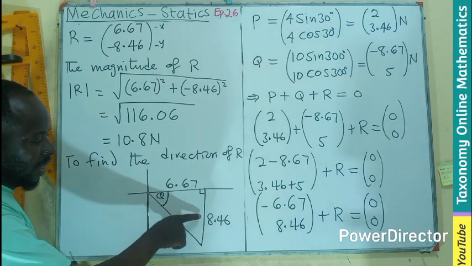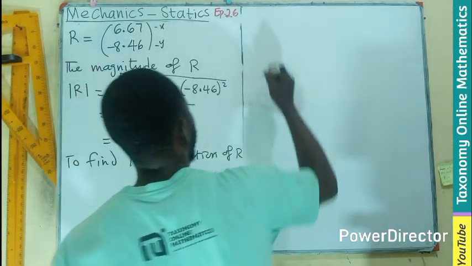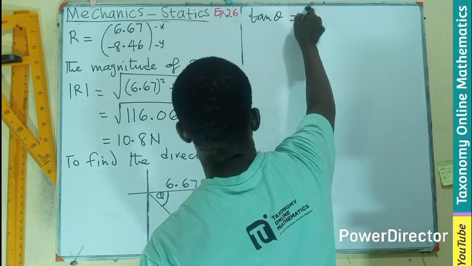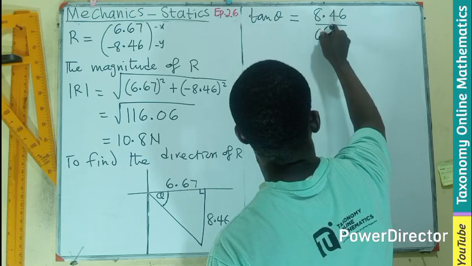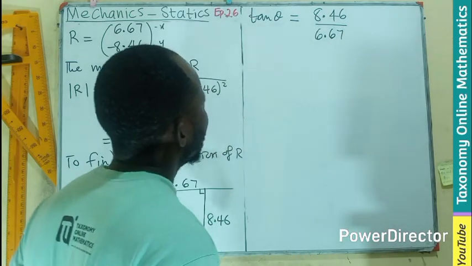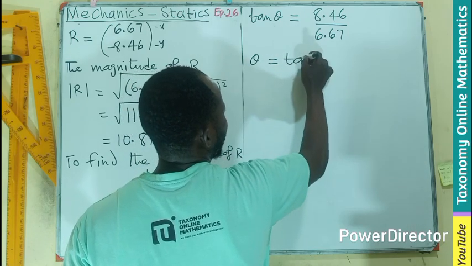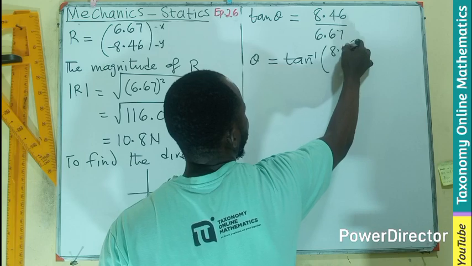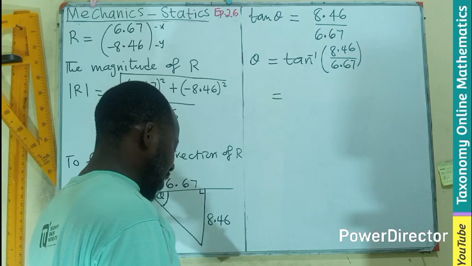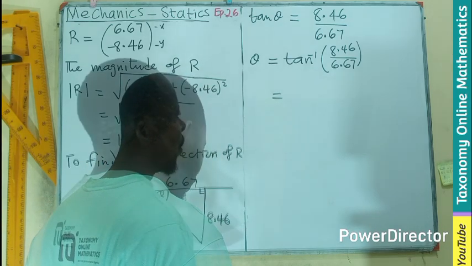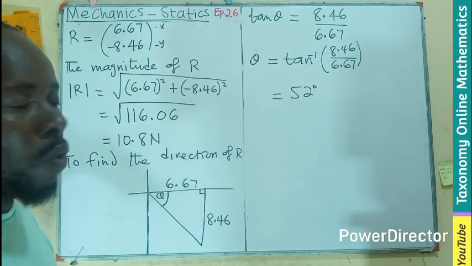We are going to find the tan of theta. From the diagram, tan theta equals the opposite side, 8.46, divided by the adjacent, 6.67. Fast forward, theta equals the tan inverse of 8.46 divided by 6.67. We put all in the calculator and see the value that you will get. That will give you 52 degrees, to the nearest whole number.